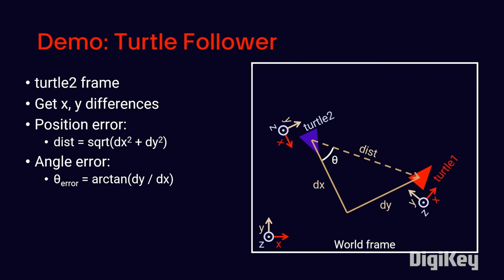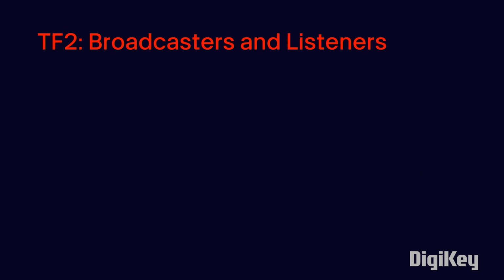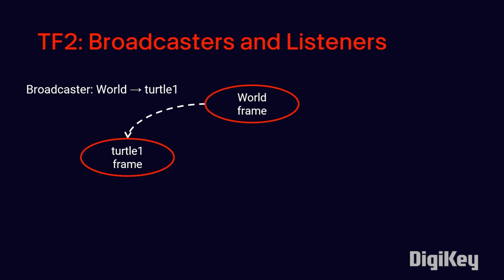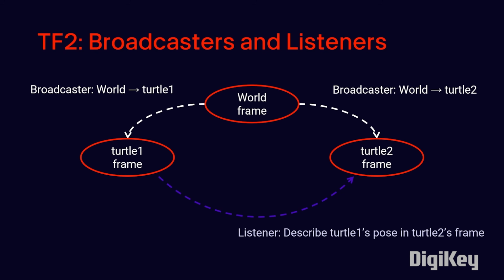We now have enough information to feed our proportional controller to steer turtle 2 toward turtle 1. This will require using broadcasters and listeners to set up a frame tree in TF2. We'll use the broadcaster we wrote in the previous episode to provide transforms from the world to turtle 1 and from the world to turtle 2. This time we'll write a listener that gives turtle 1's pose in turtle 2's frame of reference. We'll use that information to drive turtle 2 toward turtle 1.